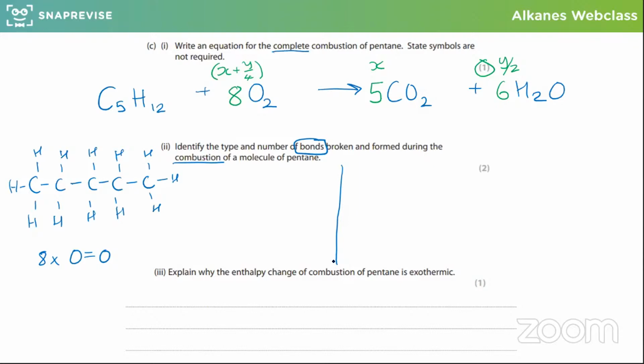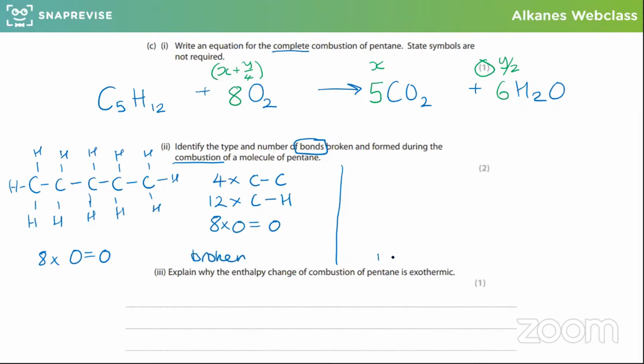So let's just count them then. So there's 1, 2, 3, 4 lots of C-C bonds. So just check that you're happy that it is only 4 bonds there. There are 12 lots of carbon-hydrogen bonds. And again, just count them and check you're happy. And then there are 8 oxygen double bonds that are broken.